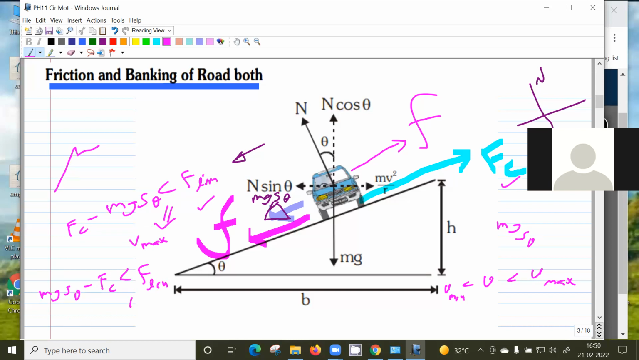So this will give me v min. Because here it's minus v square, and here it's plus v square. If I take this on that side, I get v square less than something, so v less than something, which gives information about v max. Here it's minus, so I can take it on the other side, so v should be greater than something. That will give me information about v min.